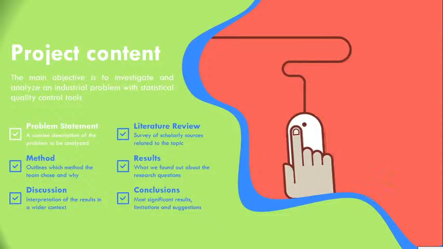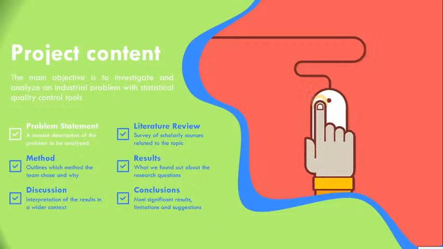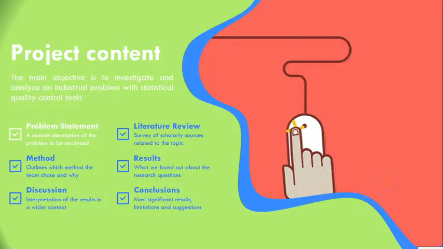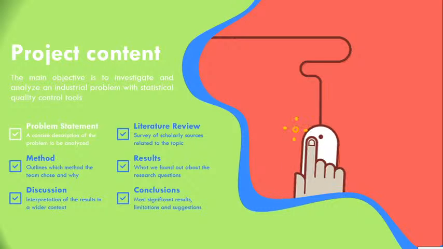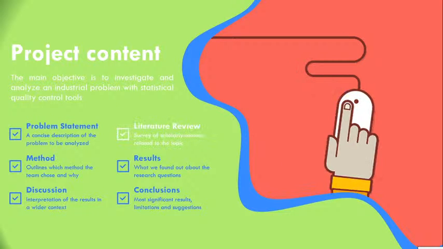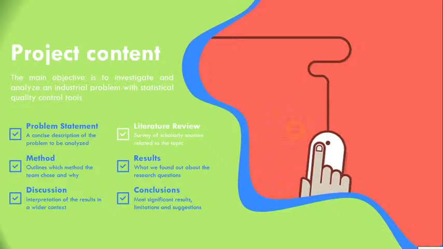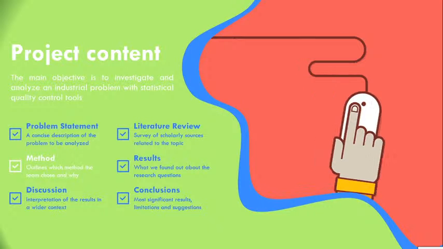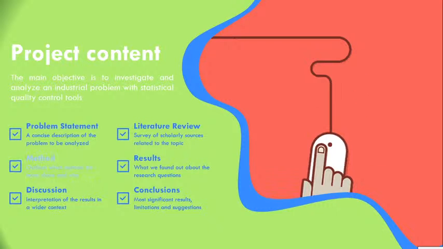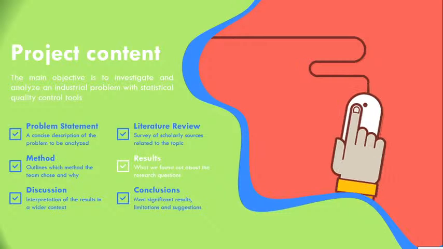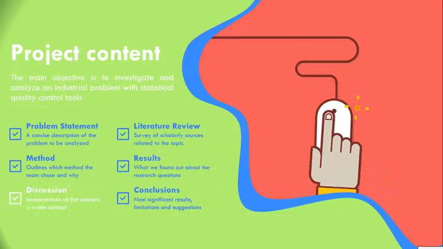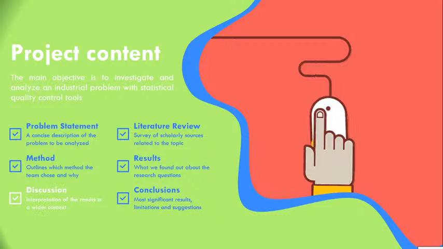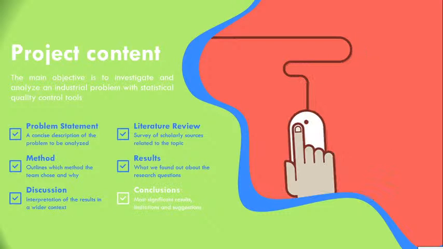The main objective of this project is to investigate and analyze an industrial problem with statistical quality control tools to obtain the necessary information about the process and determine if it is under control or not. To achieve this objective and have a better presentation of the problem development, the project is divided into the following points: a statement of the problem, review of literature and method, results, discussion, and conclusions.